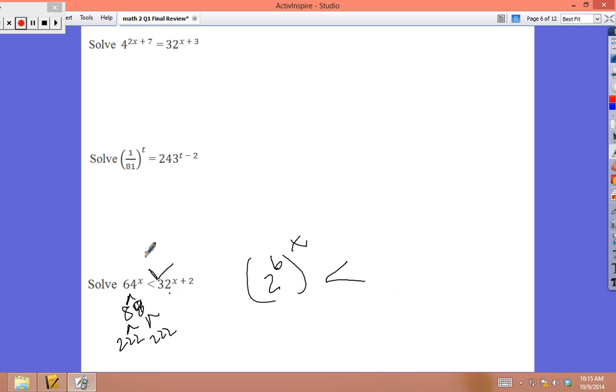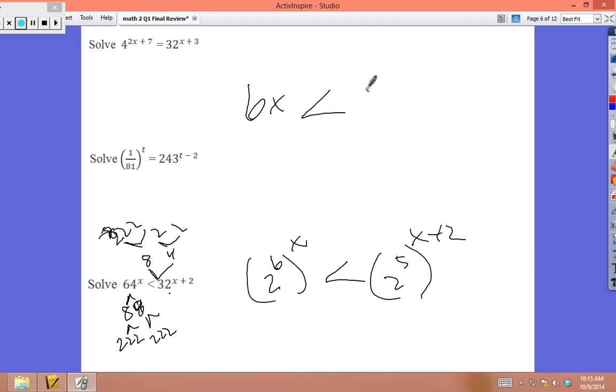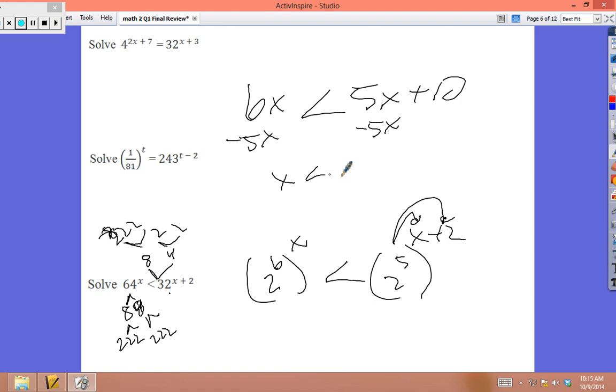32. 32, I'm going to go upside down. That's 8 times 4, that's 2 times 2. And 8 is 2 times 2 times 2. So 32 is really 2 to the 5th. And x plus 2. So times your exponents. It's going to be 6x is less than 5x plus 10. Don't forget to distribute to both. And then minus 5x, 1x is less than 10, which is your answer.